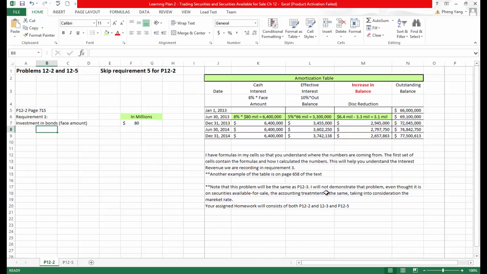Then our discount, we have to record that because the bonds were sold at a discount.